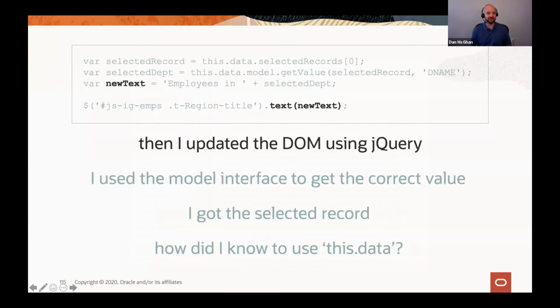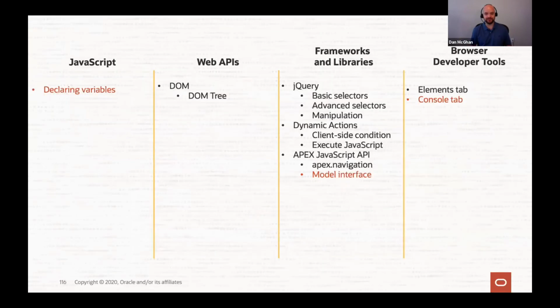And then I generated the new text I wanted to display in the region header as a single variable. Then I could select that region header using a jQuery selector, another hierarchical selector, and then just update that text as needed. So just a few lines of code to get that done. At this point, we've covered the entire spectrum of categories. So we have declaring variables now in JavaScript, talked about the model interface in the Apex JavaScript API, and we've also looked at the console tab in our browser's developer tools.